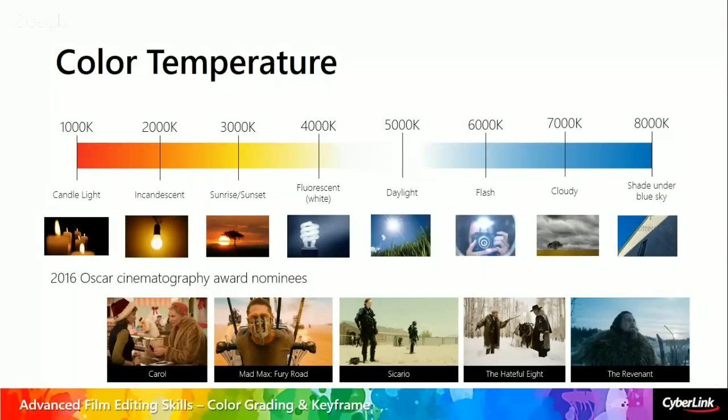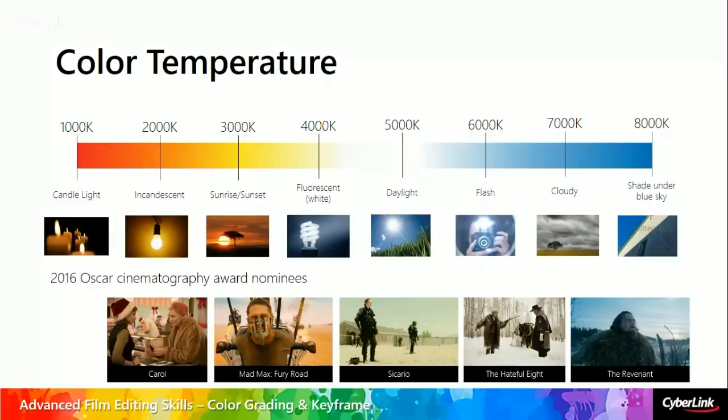Okay, you can see that different movies have different lighting settings. Carol, that movie is in a warm tone, usually shot with indoor lights in warm color. And Mad Max is set in the desert area, so the light is bright. It's usually shot at sunrise or sunset, and the light is very bright and warm.